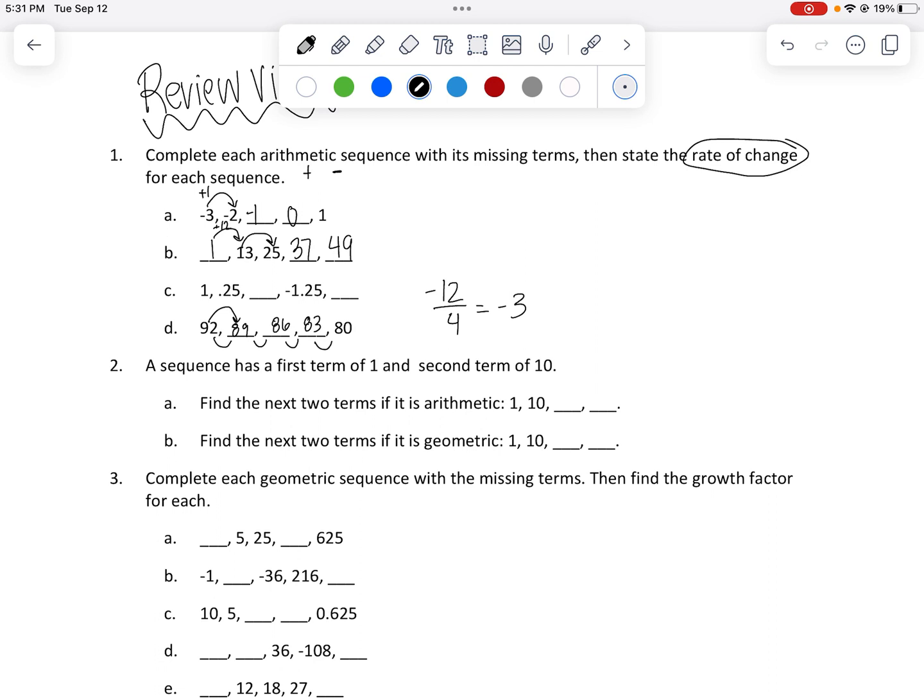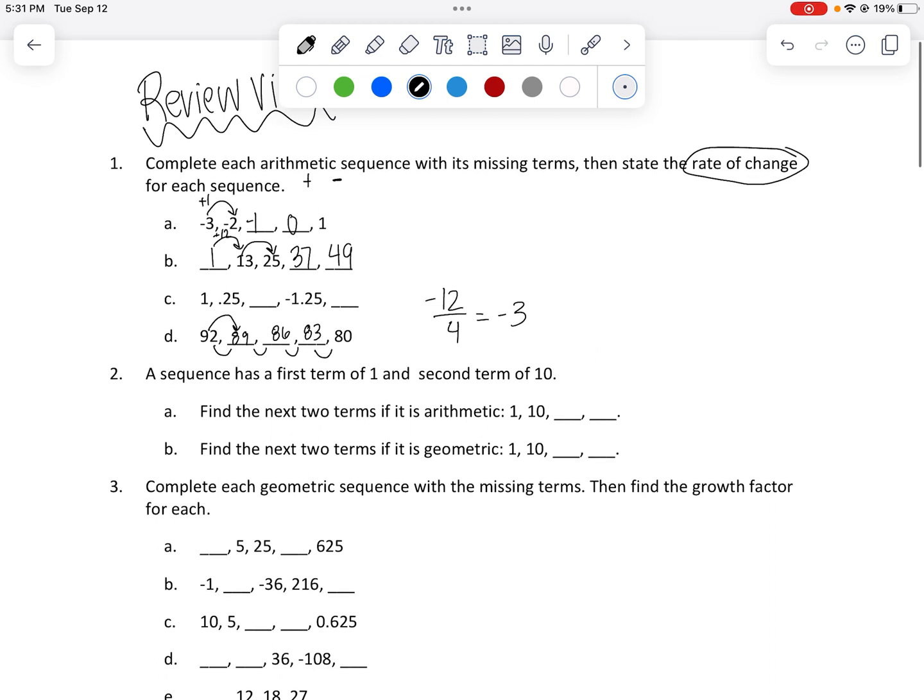So the rate of change for that one is a -3, and I'm going to write all of those right here. So this is a +1 or a +1, 12. You can figure out C on your own, and a -3 for D.